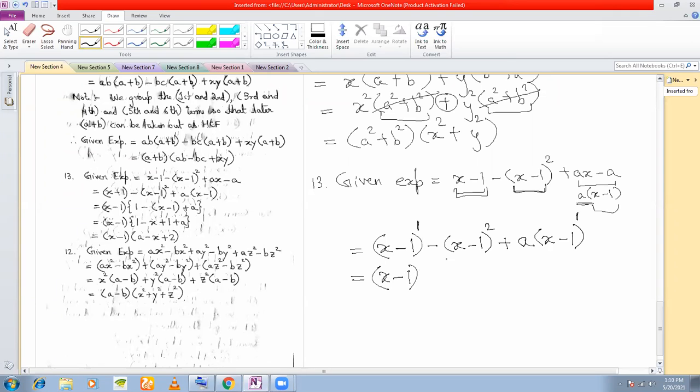Once I take out x minus 1, what am I left with? From this entire term, I'm taking out x minus 1, so I'm only left with a 1. So I'll write a 1. Now, this has a power 2. From this power 2, I'm taking out 1 x minus 1, that means I'm left with 2 minus 1, the power is 1. Plus, and from this entire term, if I'm taking out x minus 1, I'm only left with a.